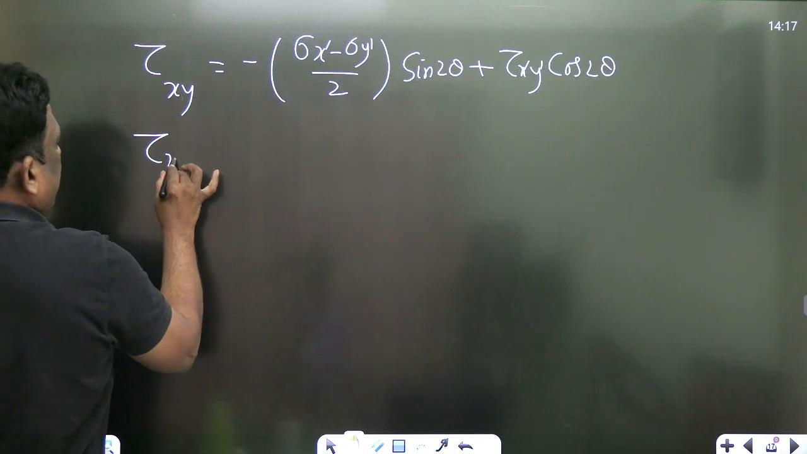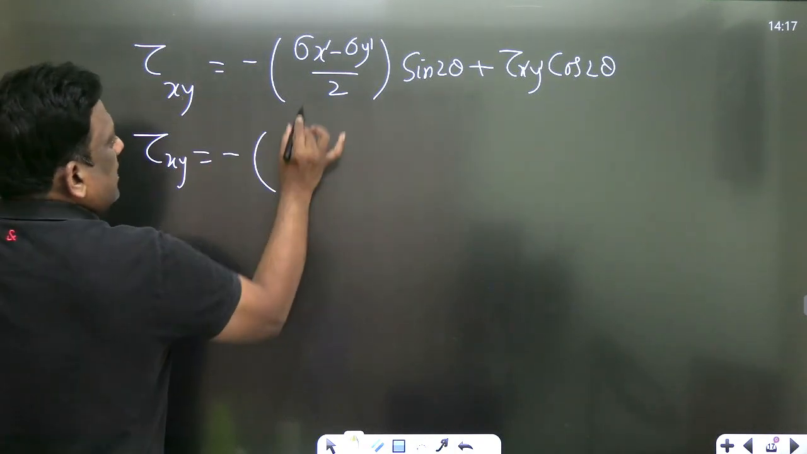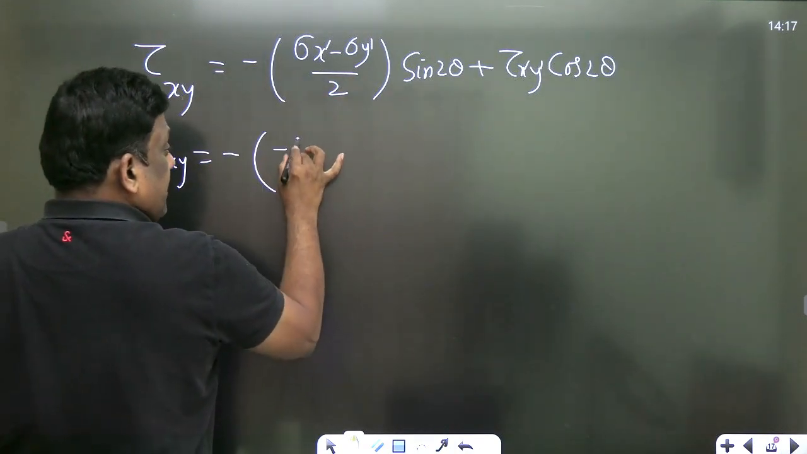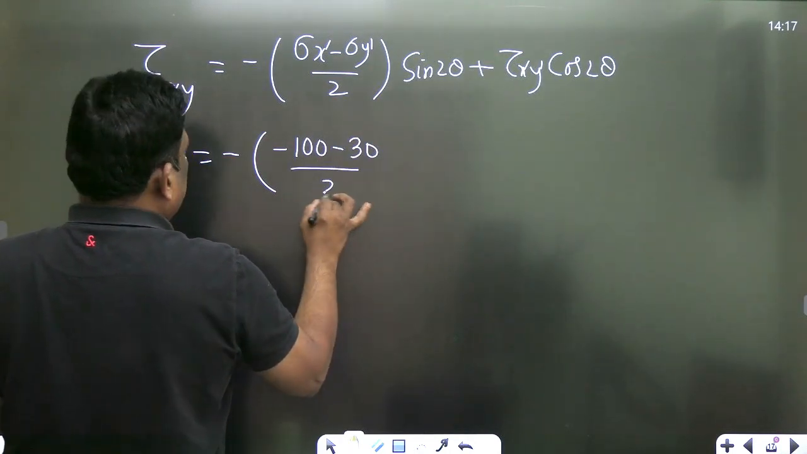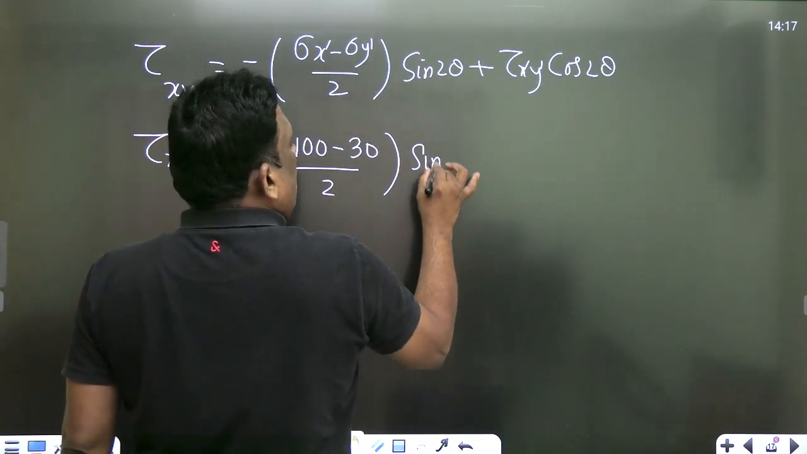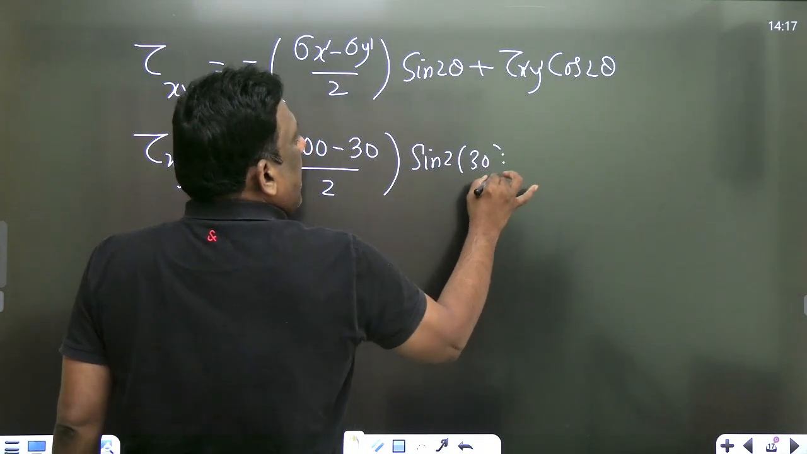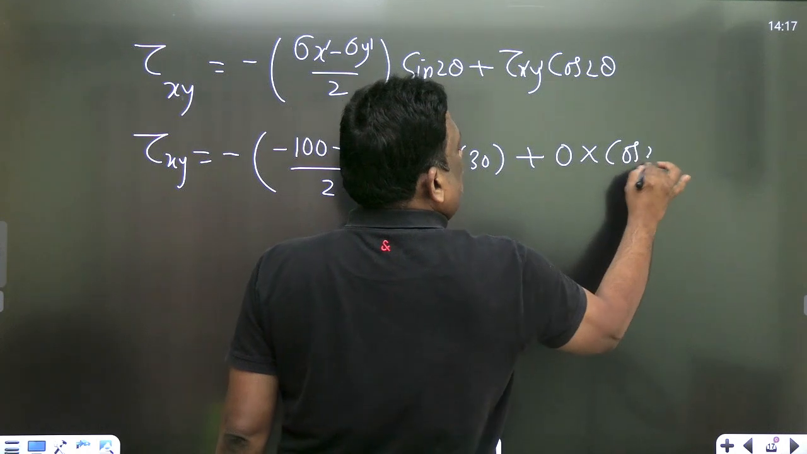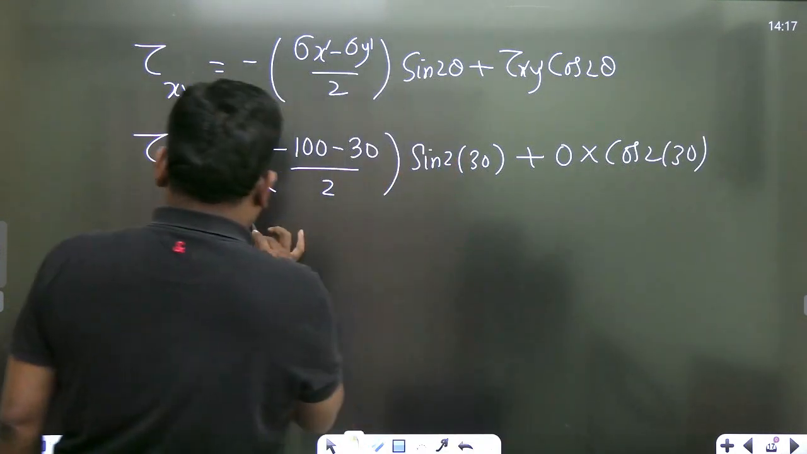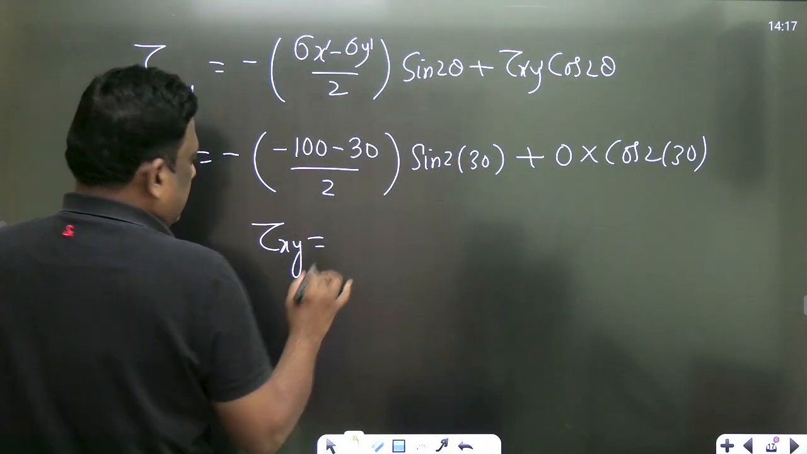So tau xy is equal to minus of sigma x dash. I think it is minus 100 already given. Sigma y dash is 30 by 2 into sine of twice of 30, and tau x dash y dash is already 0 into cos of 2 times 30. Let me check tau xy. Tau xy कितना आ रहा है सर?